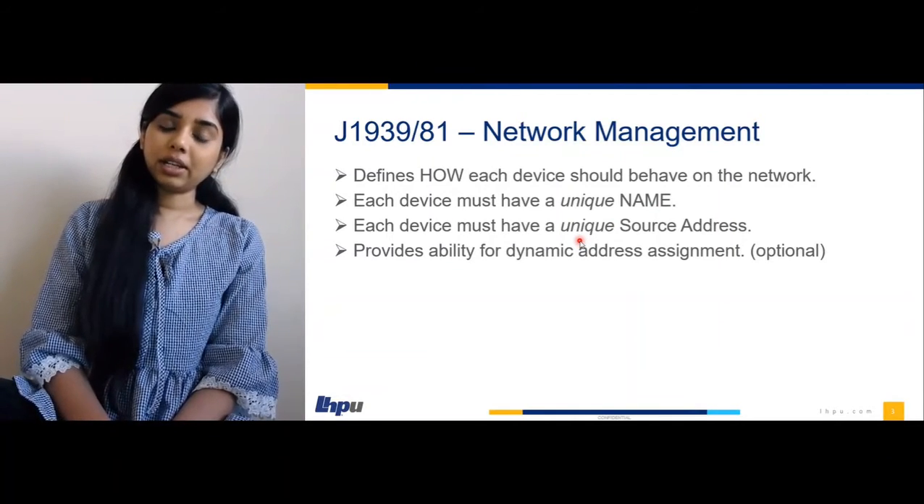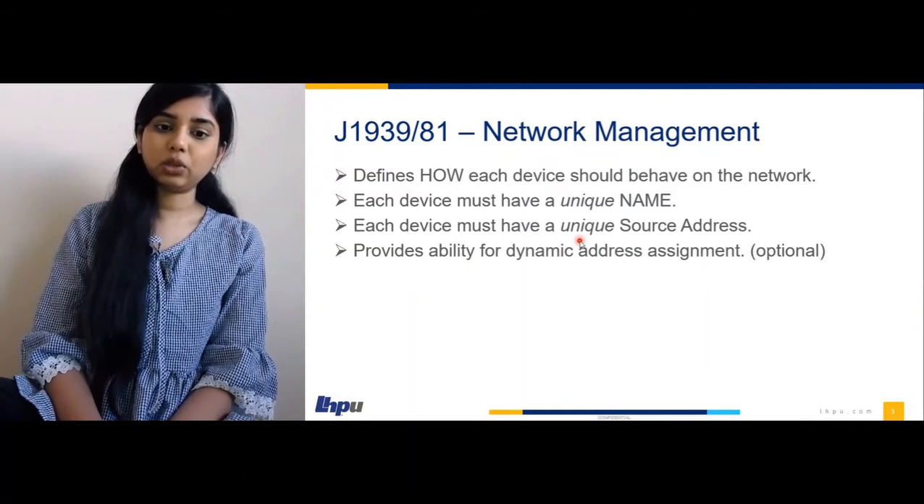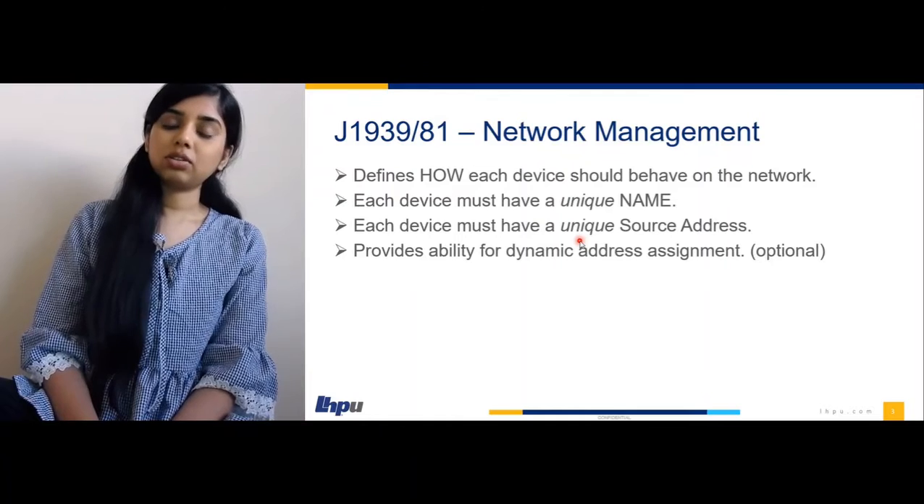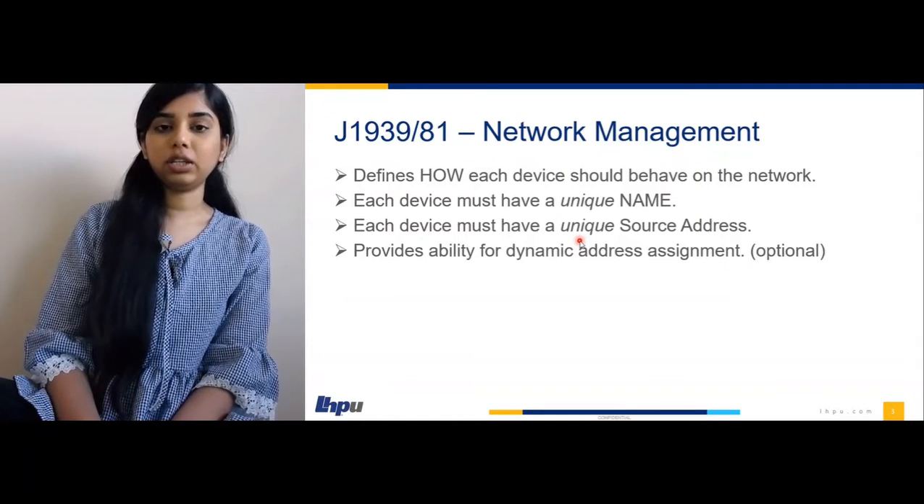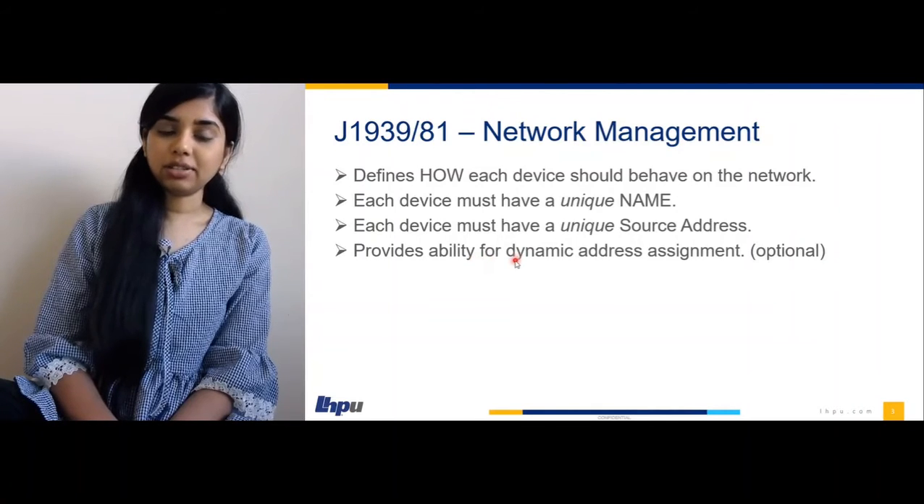So in the CAN arbitration process, we know that in order to send out a unique message, we need to have a unique source address. The source address goes at the end of the 29-bit identifier. This layer also provides the ability for dynamic address assignment.